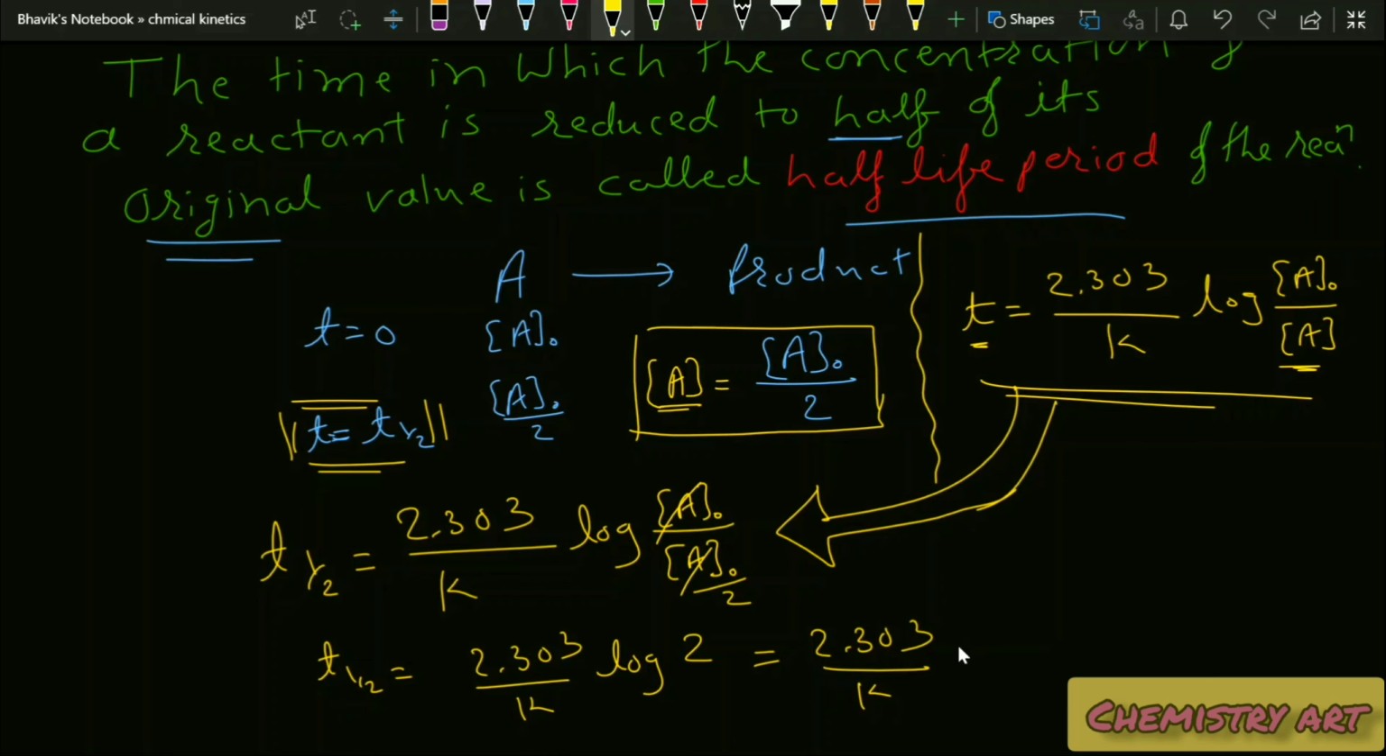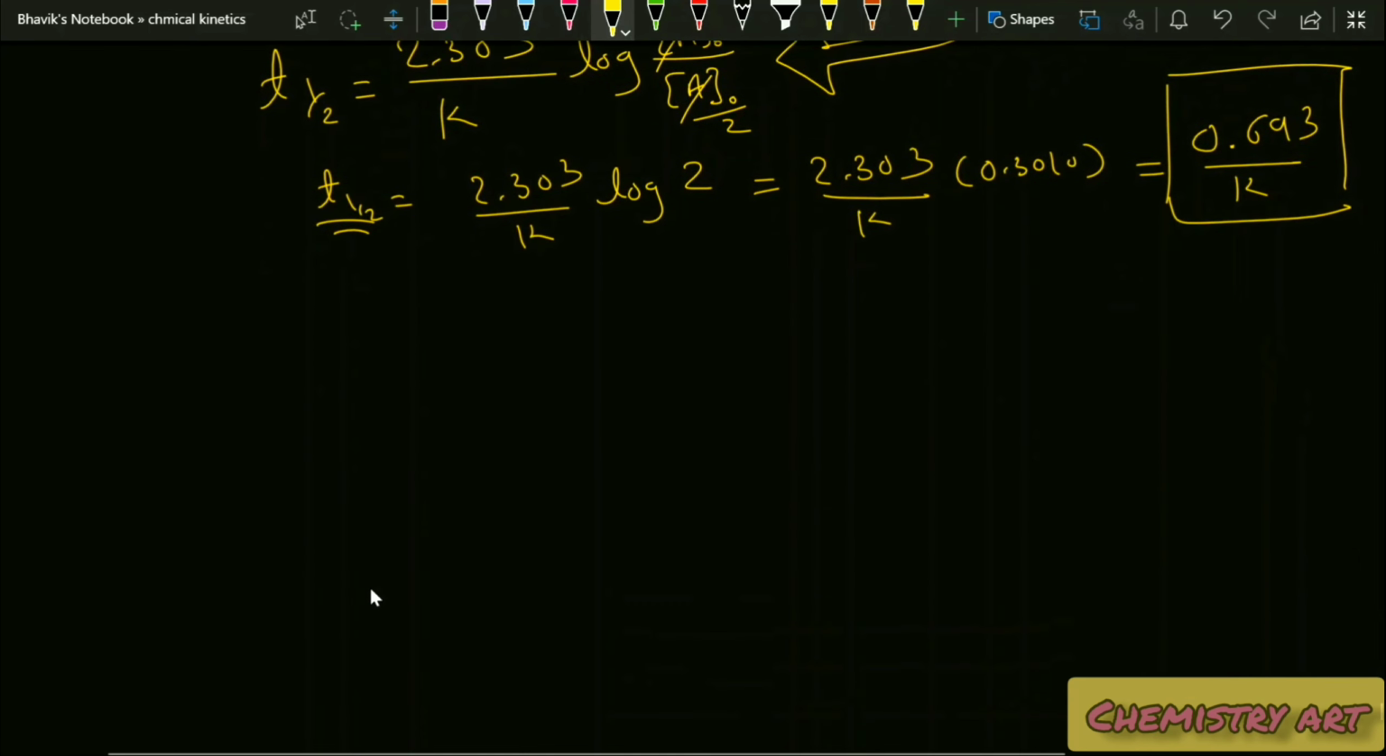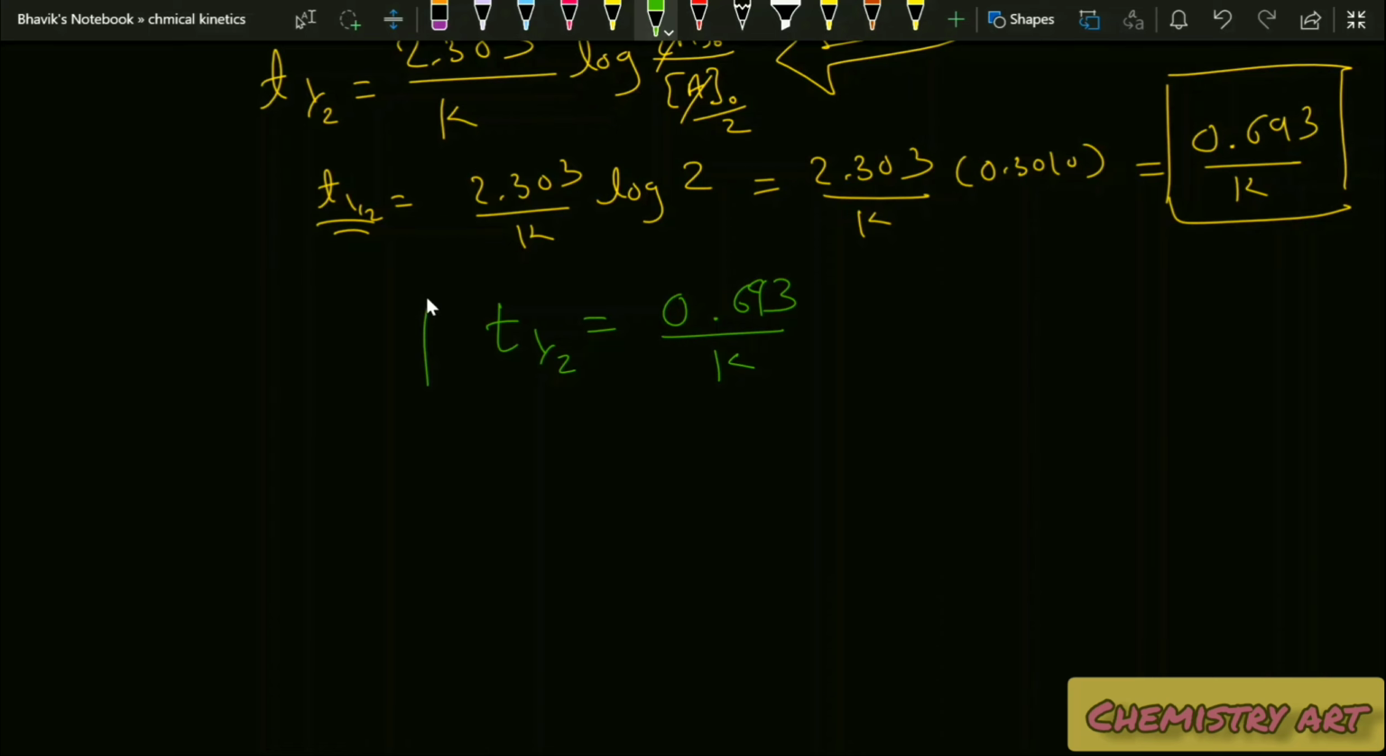So 2.303 by K times log 2's value, 0.3010, and we get the final value 0.693 divided by K. So this is our equation for T1 half. I can write T1 half is equal to 0.693 divided by K for the first order reaction.